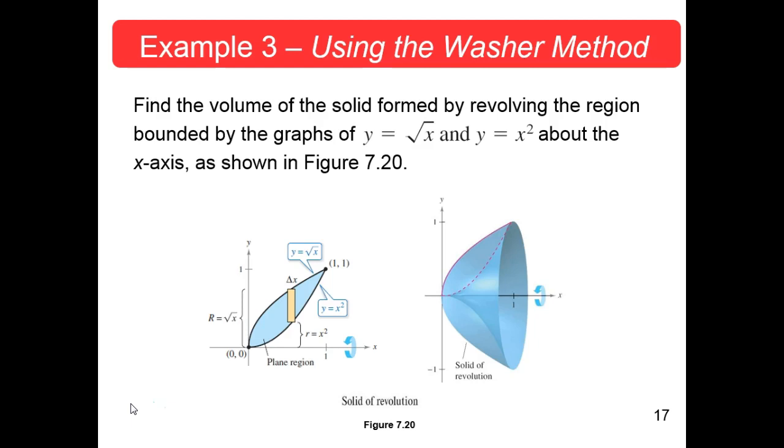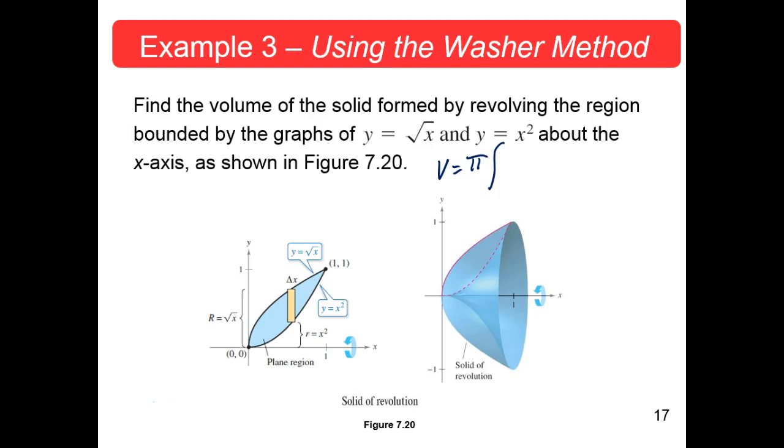y equals the square root of x. But when you square that, you get x. Minus the lower part, which is y equals x squared. When you square that, you get x to the fourth. So what is your integral then? The volume is equal to what always comes first? Pi. Usually you save that for dessert, but it comes first. The integral from where to where?